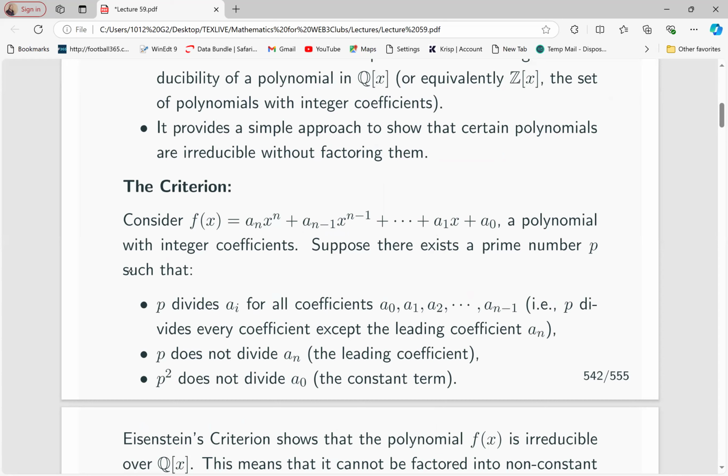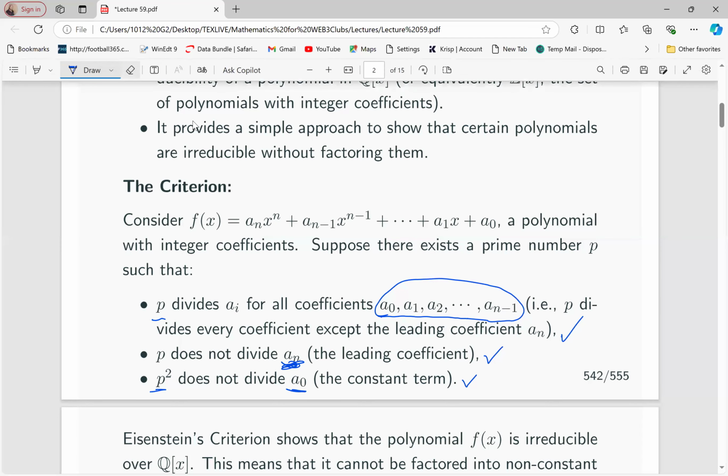Now, those are the properties I've just put here. Those are the three properties. One, check if you can get a prime number P that divides all these, and should not be able to divide the leading term. And the square of that prime number should not be able to divide the constant term.